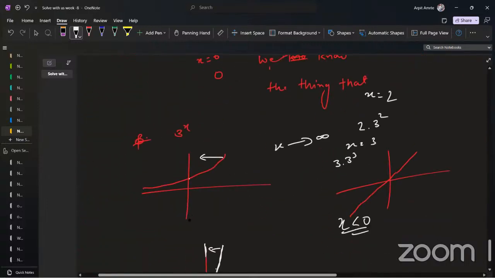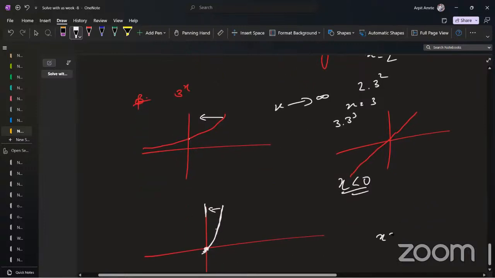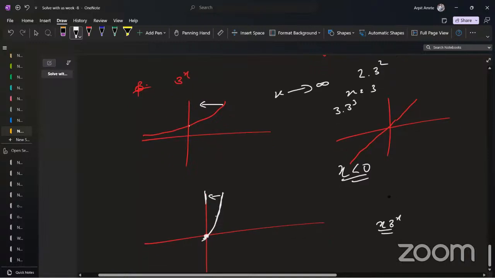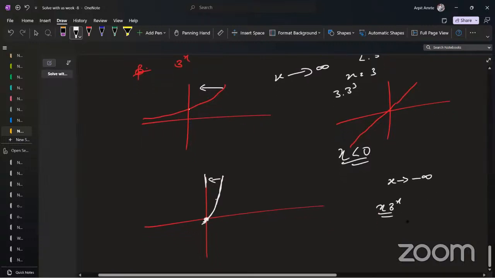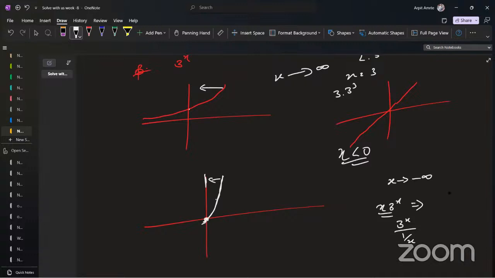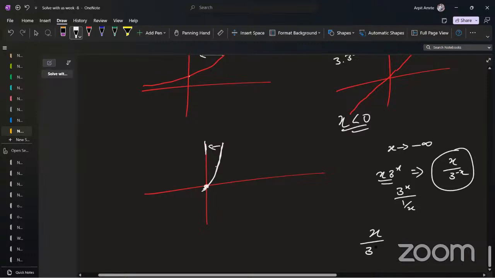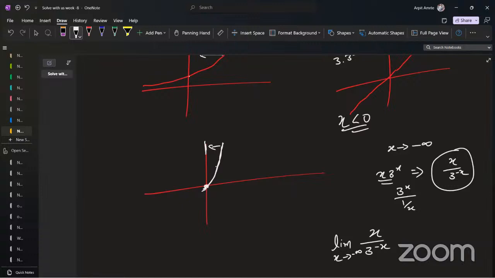One more thing that we need to see. We have this x times 3 raised to the power x graph. What will happen when I take x going to minus infinity? What we can write here is x divided by 3 raised to the power minus x, right? Now we have x by 3 raised to the power minus x. What I need to calculate is the limit as x tends to minus infinity.